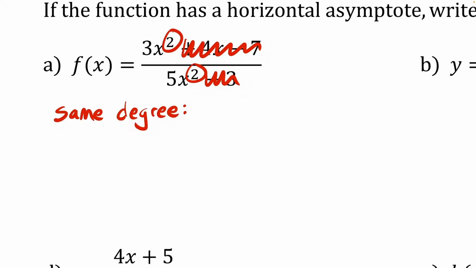What do we do with same degree? Magic fraction. Magic fraction, you take the numbers out front. They take the numbers out front, and that's the fraction. Magic degree implies magic fraction. I don't have to write this every problem, but this is just for our notes. This is a magic fraction, and therefore the answer is 3/5.